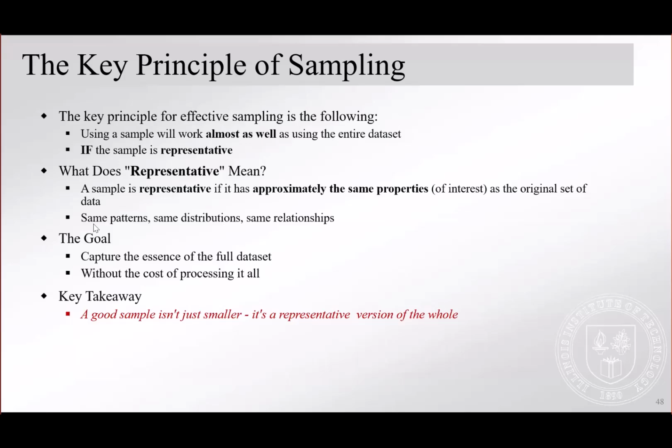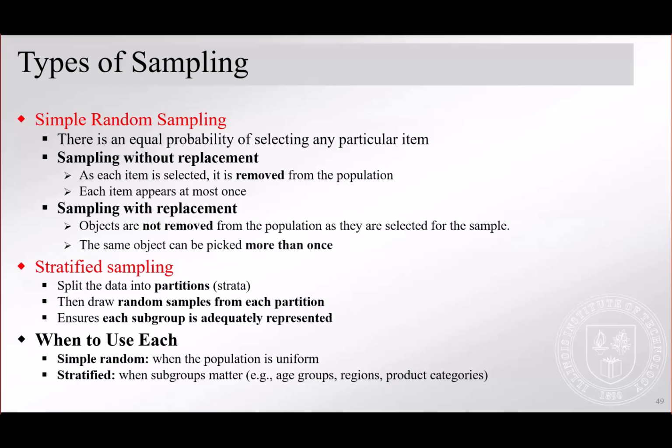So our goal here is to capture the essence of the full data set without the cost of processing it all. Bottom line, a good sample isn't just smaller, okay? It captures the characteristics of the whole data set. So it's not only the size, as long as you capture the characteristics of the entire data set. Okay, so let's look at the types of sampling.